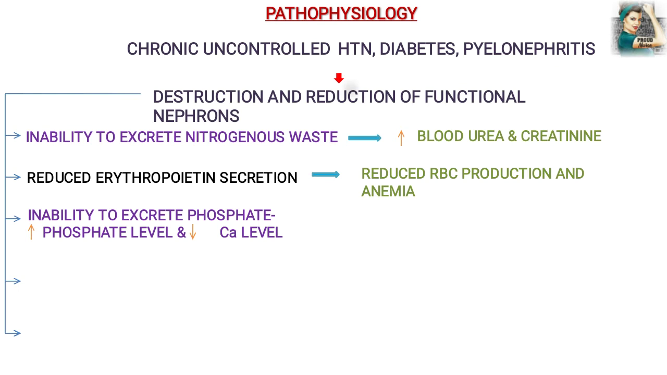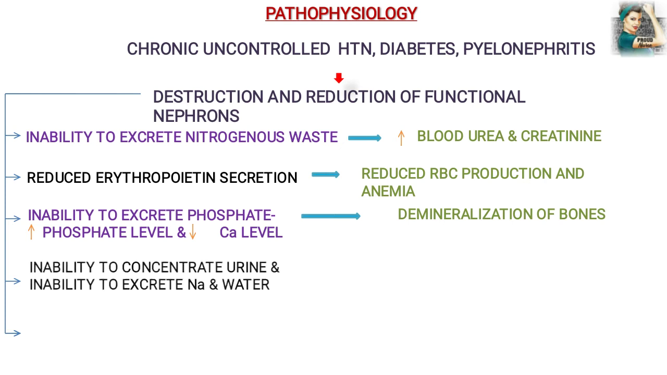Now, phosphate and calcium have a reciprocal relation in our body. That is, if the level of one increases, the level of the other decreases. And in CKD, the phosphate level increases because it is not excreted normally from the body, and the resultant factor is that the calcium level in the blood and overall in our body gets decreased, which leads to demineralization of the bones, also called renal osteodystrophy.